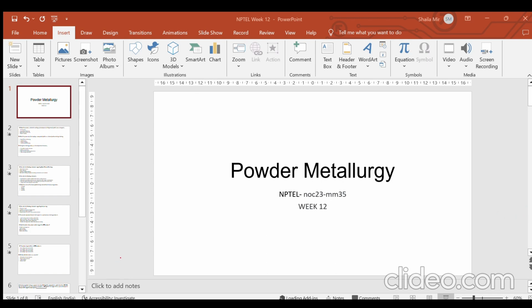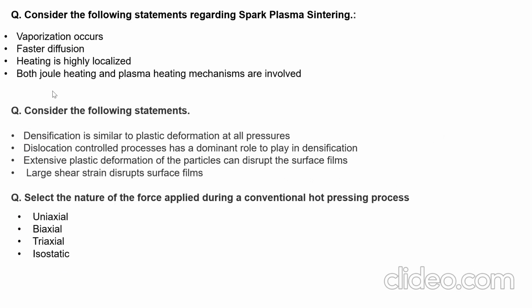And then we have another option that says that the rate of strain hardening decreases. So this is the right option, because the rate of strain hardening definitely decreases, because you will not be able to have a strain hardened material as the yield strength decreases. So as the temperature increases, yield strength will decrease, the rate of strain hardening will also decrease. Okay, then we have another question that says consider the following statements regarding spark plasma sintering.